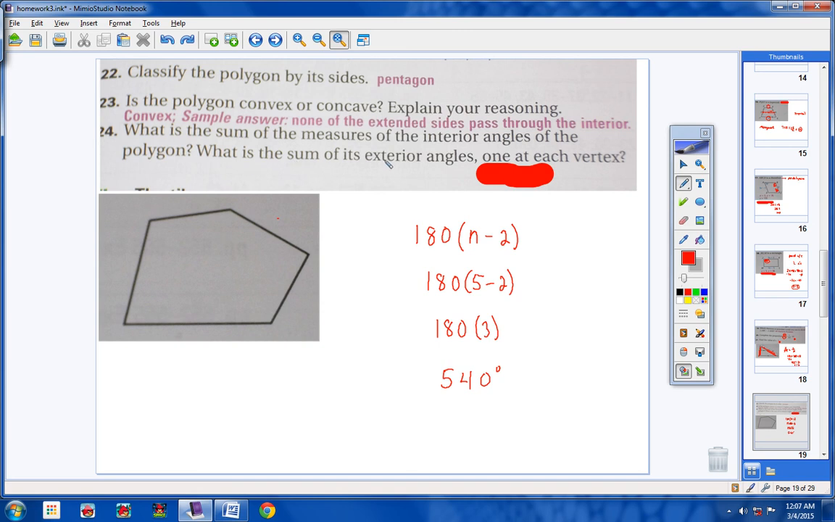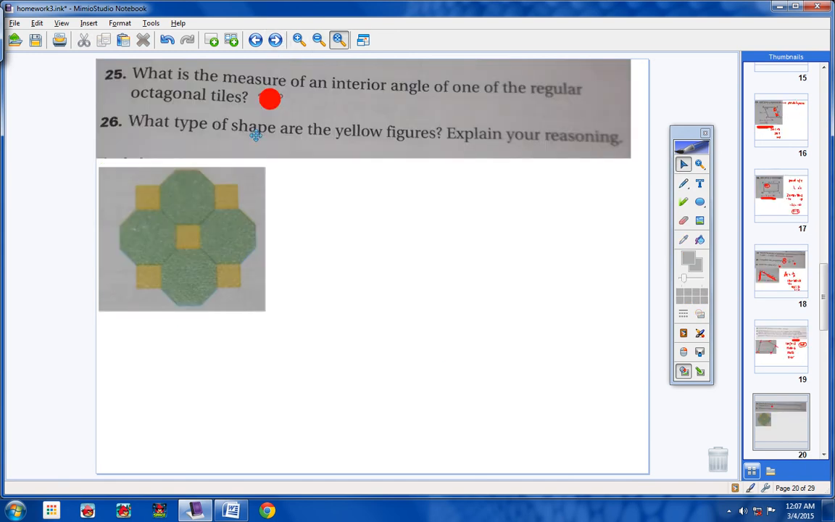Now, what is the sum of the exterior angles? Students, that never changes. Please don't forget that. If I extended this side here, this side here, this side here, this side here, and I have this angle here, this angle here, this angle here, this angle here, this angle here. If you add up all of those exterior angles, they will always equal 360. Always. There's no formula to use. There's nothing to know. It's just always 360. Okay? So there we go. 540 and 360.